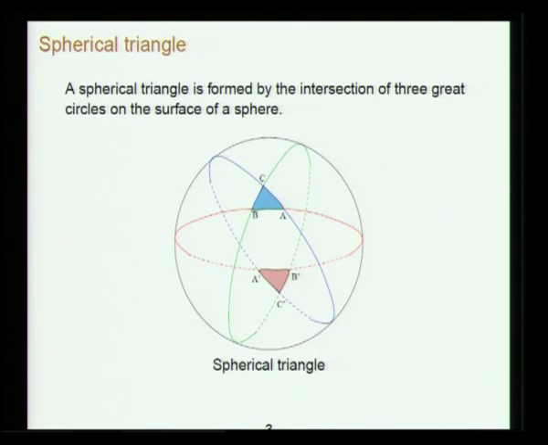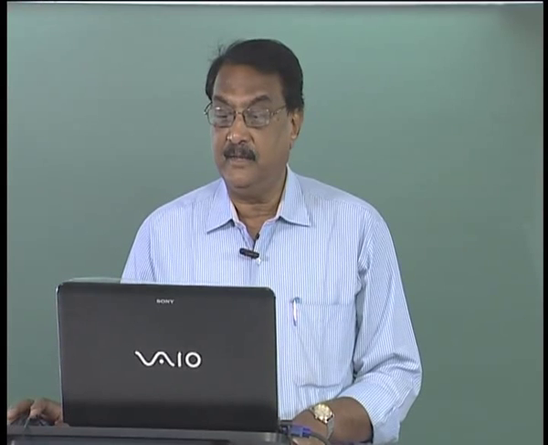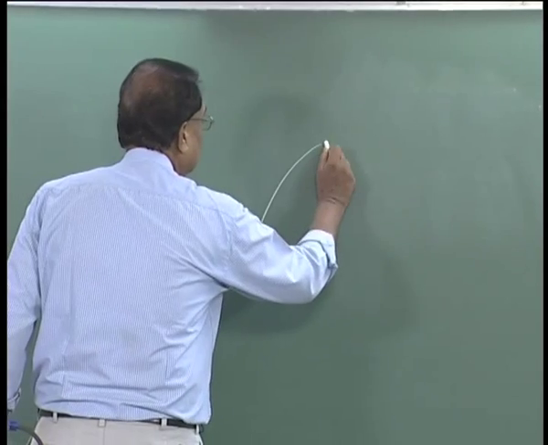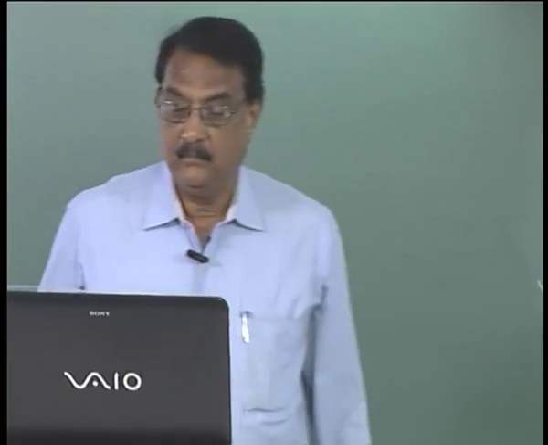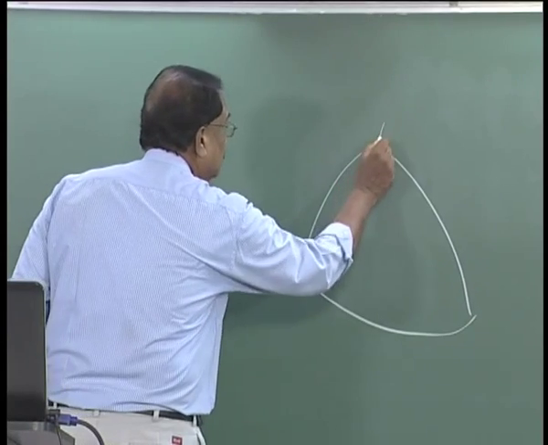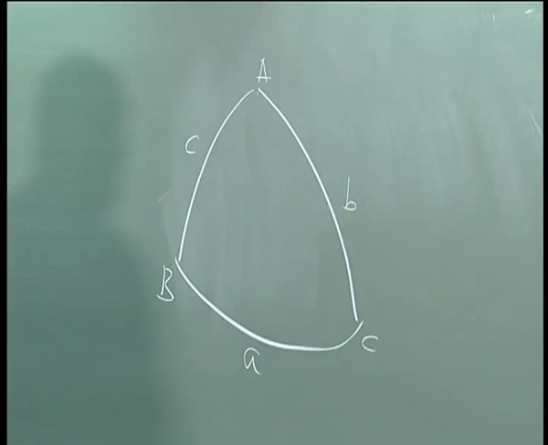In the various relations, it is only the arcs coming from great circles that are important, and they give useful relations. That is why we considered that. We had written like this also yesterday. And there are several formulae connecting the sides and angles of a spherical triangle. Suppose ABC is a spherical triangle.